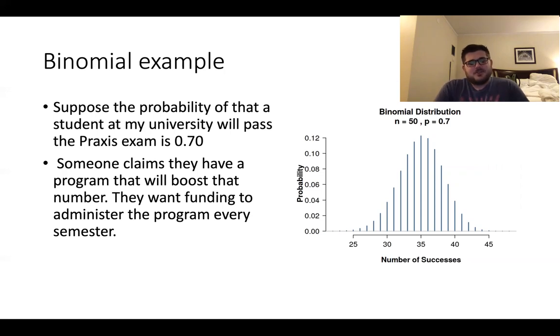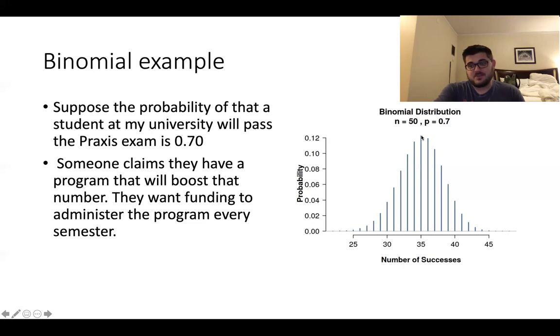Whatever. You're the dean of the College of Education, and 70% of your students pass the Praxis in a given semester. Let's say you have about 50 students graduate every semester. Well, the binomial distribution will tell you, if the chances of passing are 70%, so P equals 0.7, and you've got 50 people that are going to try and take it, the most likely number of people that are going to pass is 35.